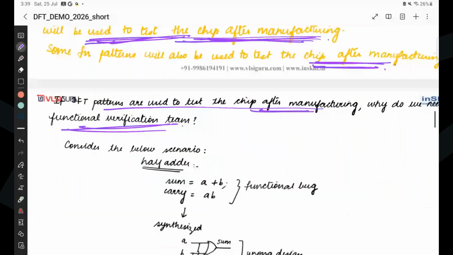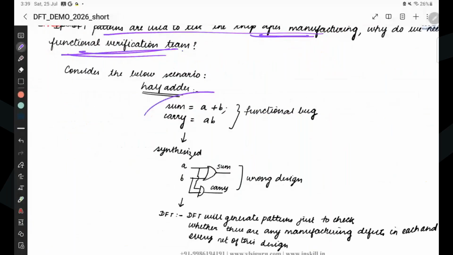Let's try to take up an example and understand. Suppose someone has written a half adder design, a simple design I'm just considering. Sum is written as A plus B and carry is written as AB. Whether this is correct for a half adder, can anyone tell?